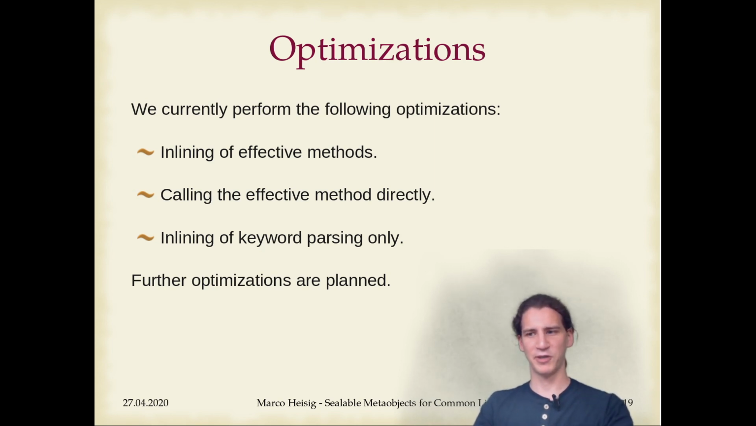So whenever we have a generic function with keywords, and we are within a sealed domain, we can statically determine all the keywords within this sealed domain and generate a keyword parsing function that internally calls an effective method that doesn't use keywords. And if we inline the keyword parsing, a compiler can usually optimize it away entirely, and this gives quite the speedup.